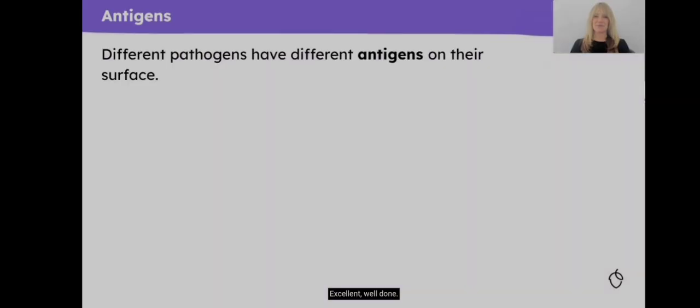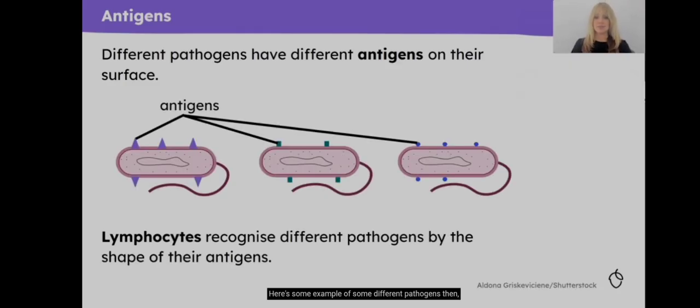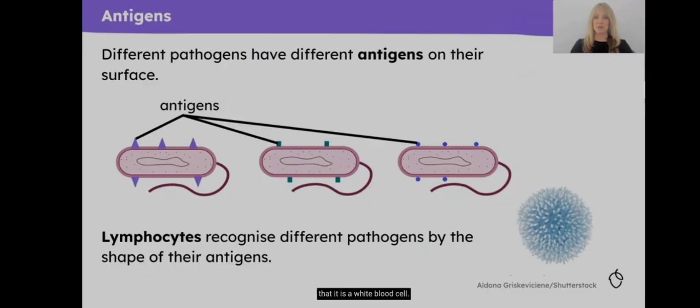Excellent, well done. Okay, so different pathogens, as I said, do have different antigens on their surface because they're made of proteins and they have different shapes. Here are some examples of different pathogens, different cells, and on their surface, look, every single one of those is a slightly different shape. The lymphocytes, which are a type of white blood cell, will recognise different pathogens by the shape of their antigens. There's our lymphocyte there, reminding us that it is a white blood cell.